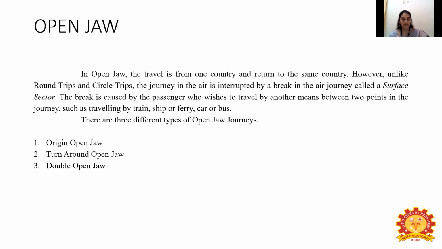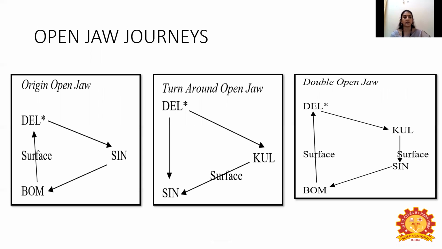So in air travel, any one particular sector or any particular travel point that does not involve air travel is called surface travel, which is nothing but open jaw. Right? That is the basic concept. So here again we have three categories: origin open jaw, turnaround open jaw, and double open jaw. So now what are these three classifications? These are the pictures which I have given you.